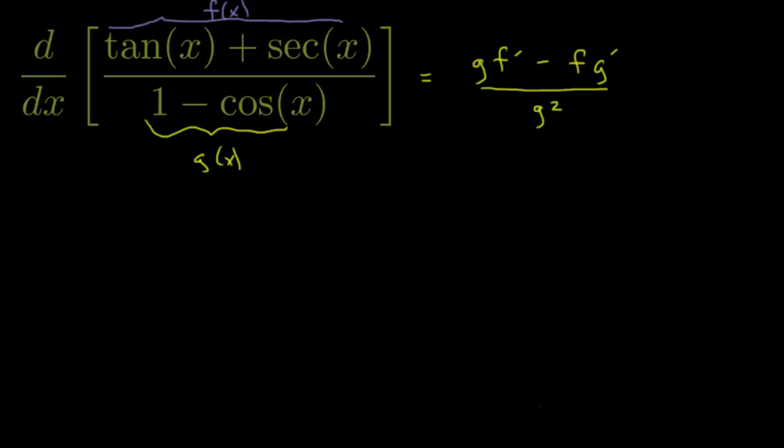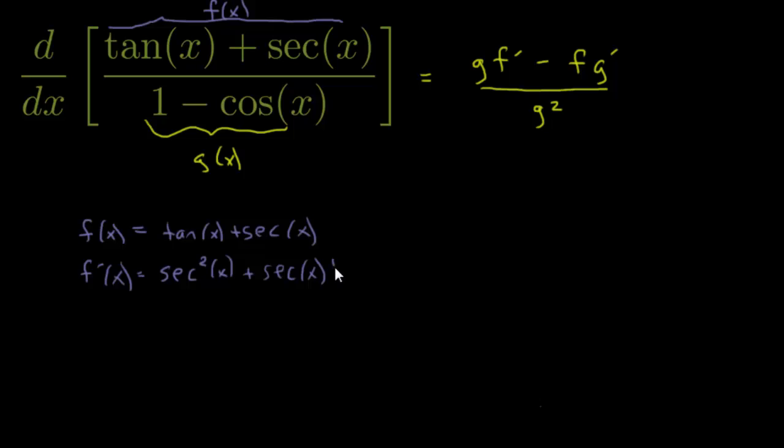So we need to identify f and g. So let's go ahead and do that now. We already did f, which we said was tangent x plus secant x. And so its derivative: the derivative of tangent is going to be secant squared. Again, you're going to have to memorize that. And the derivative of secant is secant tangent.